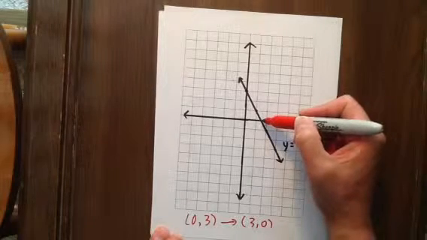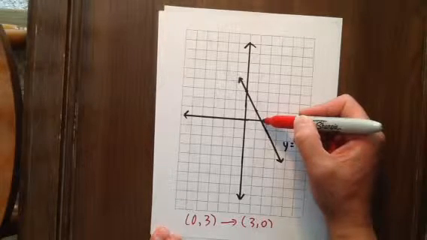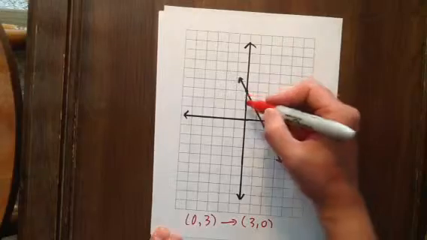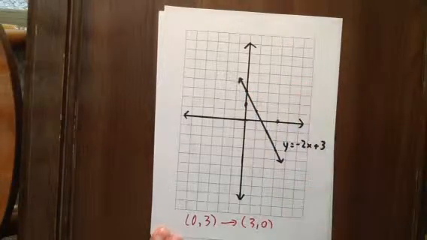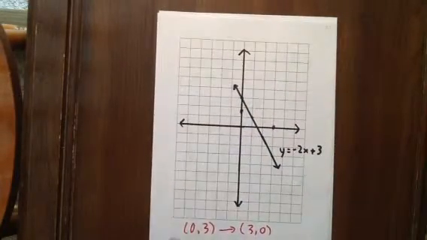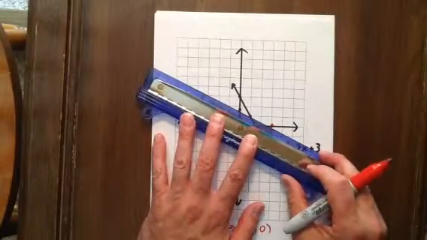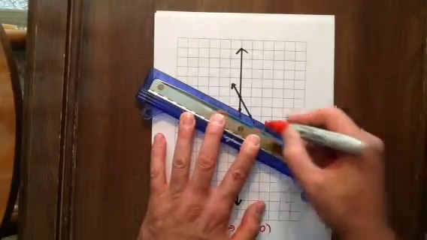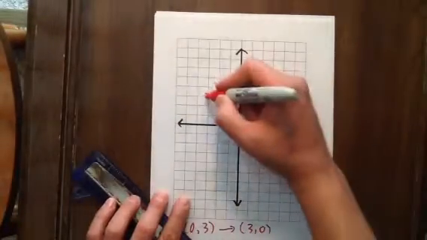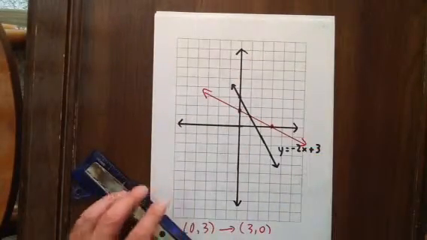Another point here is the point (3/2, 0). So for us that becomes (0, 3/2). And the inverse of a line is a line, and so that's our inverse function.